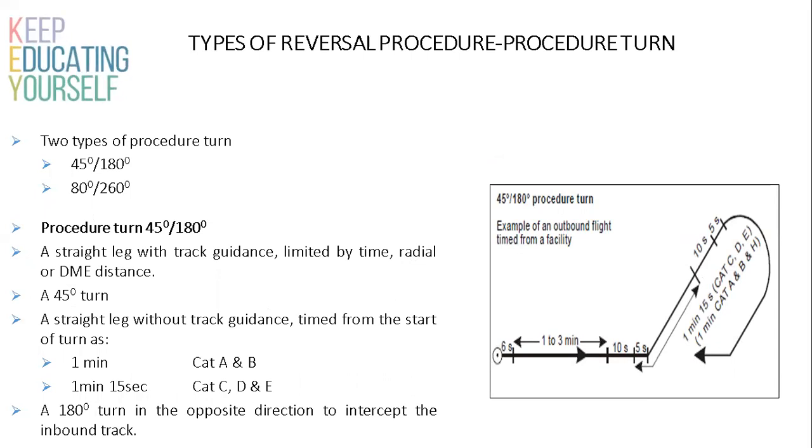There are two types of procedure turn: 45 degree/180 degree, and the other one is 80/260 degree. Procedure turn 45/180: a straight leg with track guidance limited by time or radial or DME distance. Thereafter a 45 degree turn, a straight leg without track guidance timed from the start of the turn as 1 minute for category A and B and 1 minute 15 seconds for category C, D and E. Then a 180 degree turn in the opposite direction to intercept the inbound track.